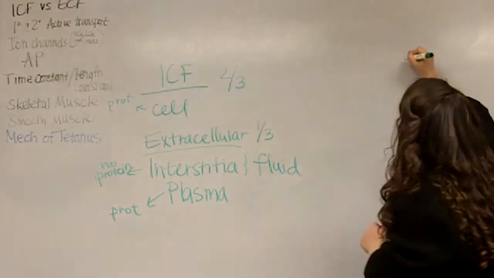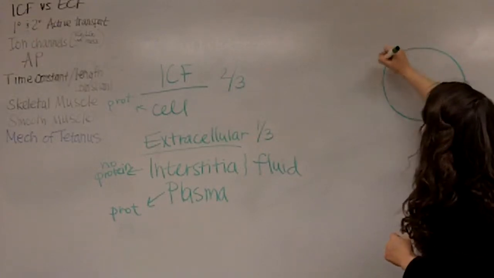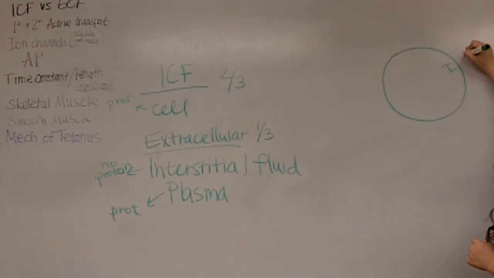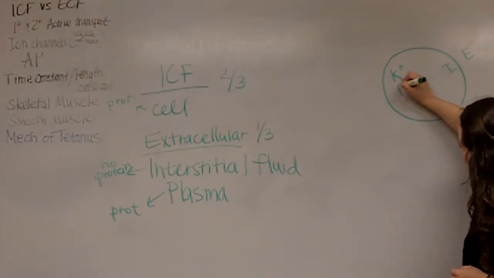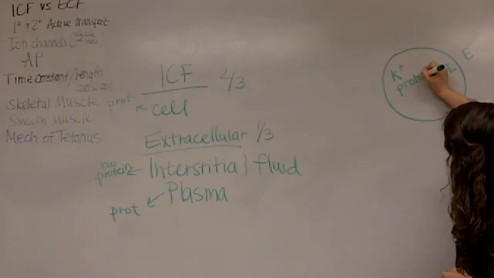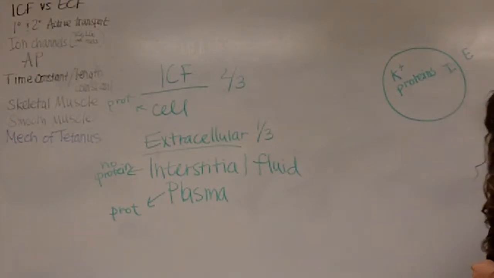And we're just going to show a cell. This is the intracellular, this is the extracellular. In the cell, you're going to have more potassium and proteins. On the outside, you're going to have a lot of sodium, chloride, and bicarbonate. You're also going to have more calcium outside the cell.